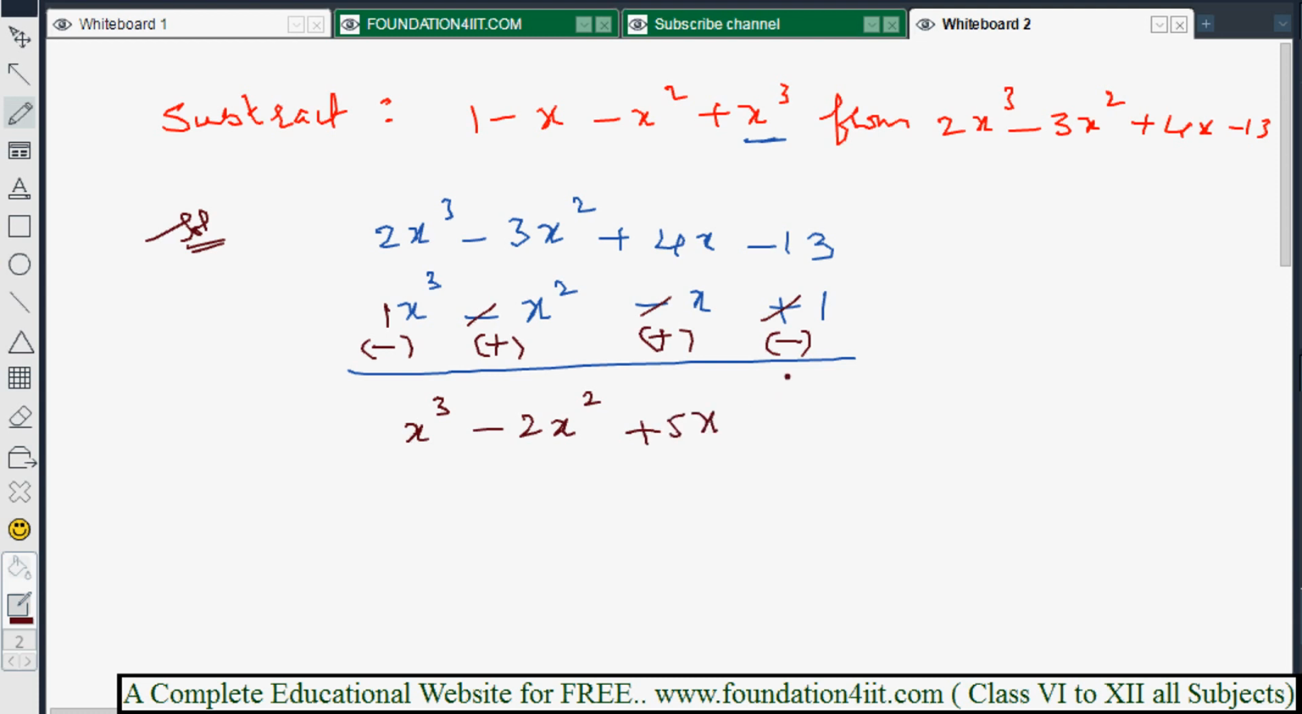Minus 13 minus 1 is minus 14. Okay, minus 13 and minus 1, because you should not see the previous sign. So this way we can do subtraction of the polynomials.